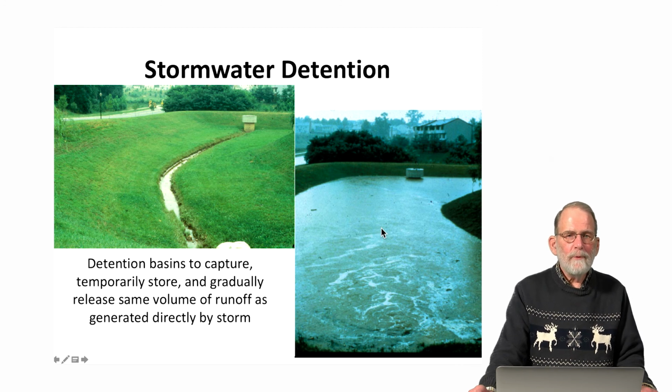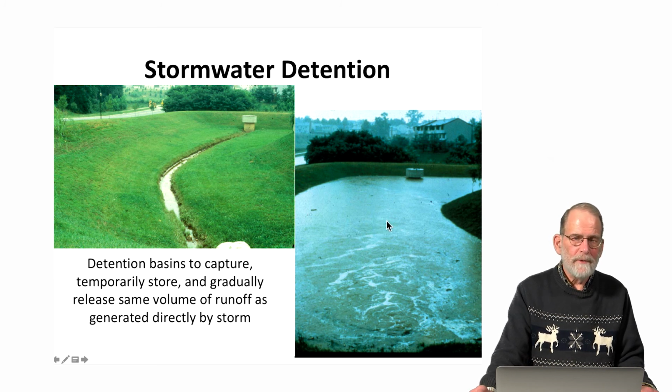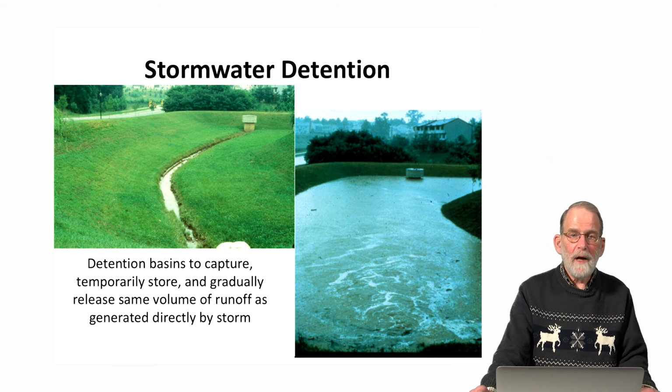So the volume of water that is dealt with in the context of a detention basin is the same as the volume of water that exists where you don't have a detention basin. What's different is that the water is detained for a while, which is why we call it stormwater detention, because we're detaining the water. We're detaining it and gradually releasing it over a long period of time. So we're capturing, temporarily storing, and gradually releasing the same volume of runoff, but we're doing it over a longer period of time.